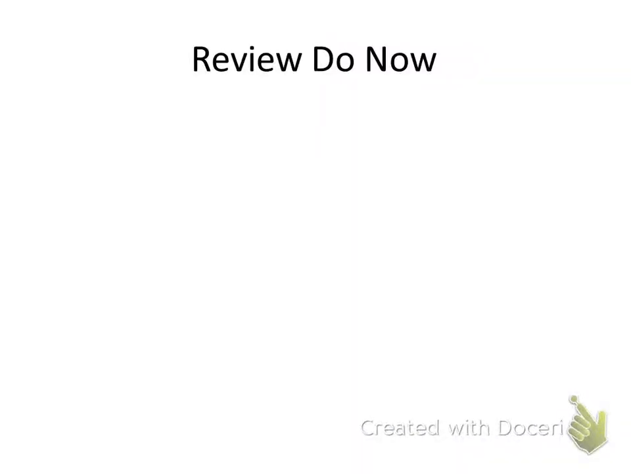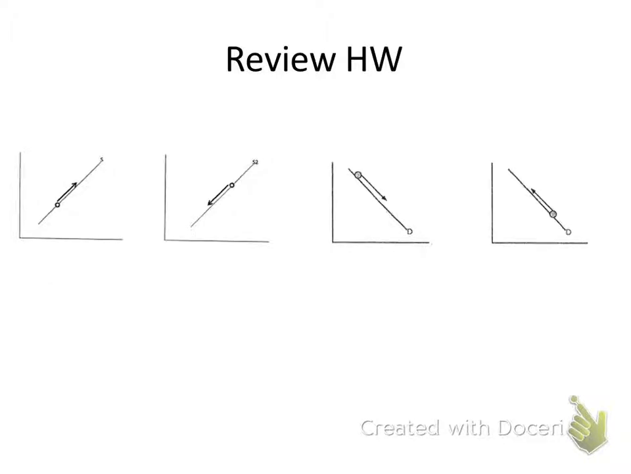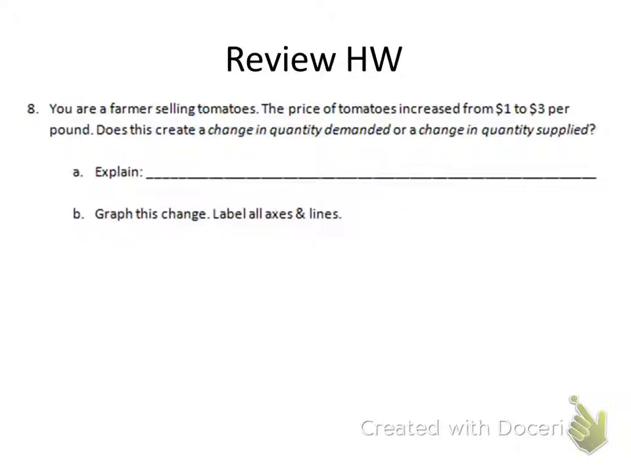We went over a few of the homework problems that students did. So looking at these graphs on the left, we should identify this as a supply curve. It's an increase, movement on the curve, therefore it's quantity supplied, so an increase in quantity supplied. The second one is going to be the opposite, a decrease in quantity supplied. The third one is a demand curve, and it's showing movement down the curve, which is a quantity demanded increase. And the last one is a quantity demanded decrease.